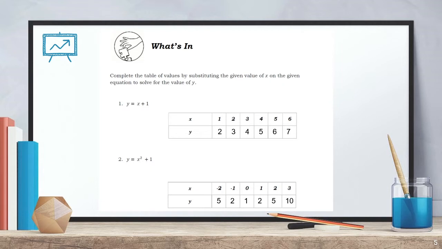So what you did before in your junior high school, by completing the tables, you are already evaluating functions. So let us go on to our lesson proper.